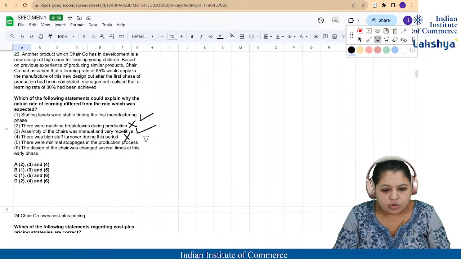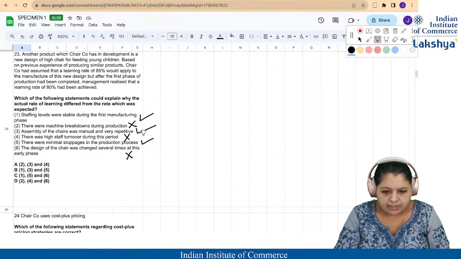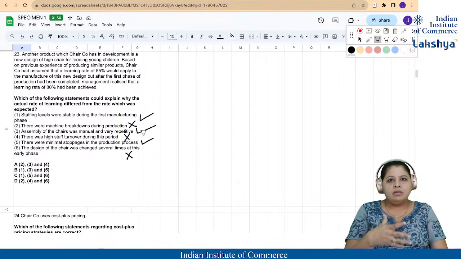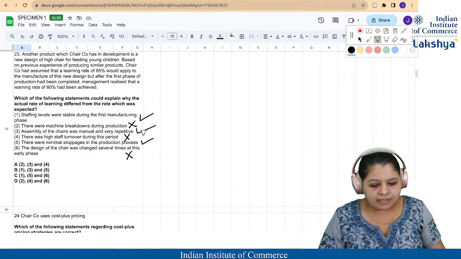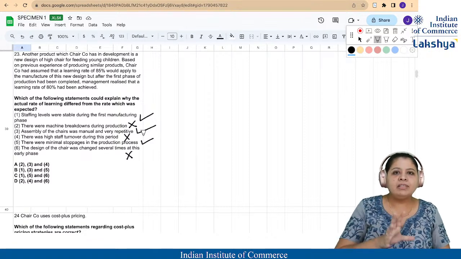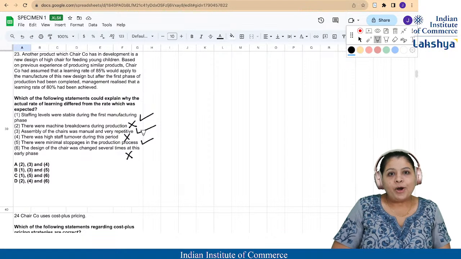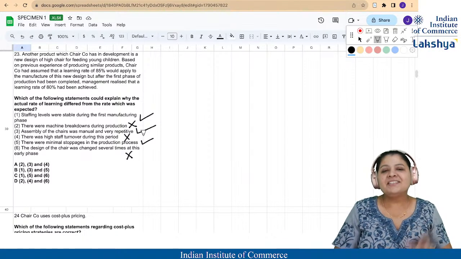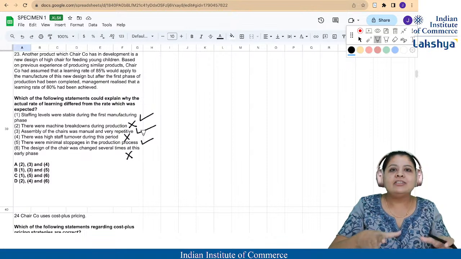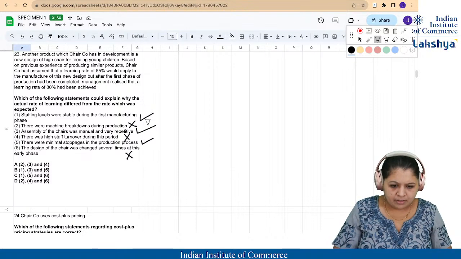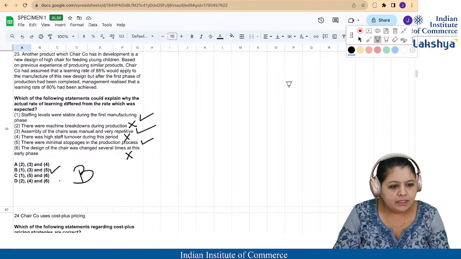There was minimal stoppage of the production. That is also correct. The design of the chair was changed several times. That was incorrect, right? So basically, how do you earn a lower learning rate? You only earn it when your efficiency, your staff, and everything is working positively in the right direction. So here also is the same situation, and that's why your answer is 1, 3, and 5, which is answer B. Correct? Let's go to the next question.